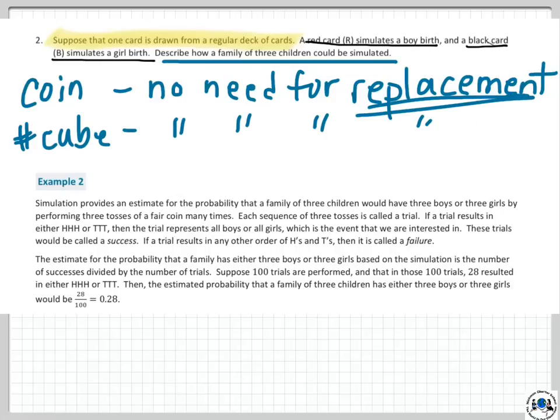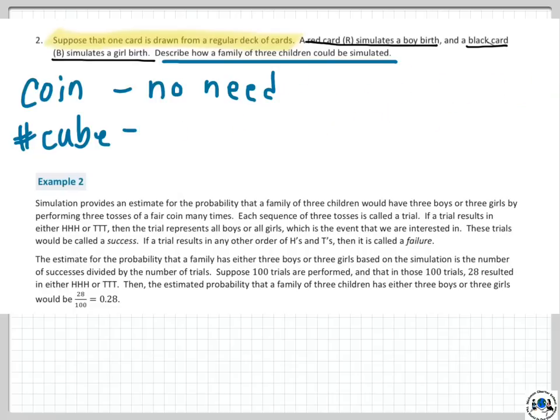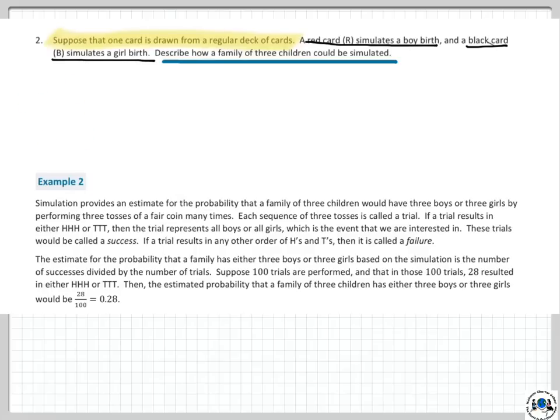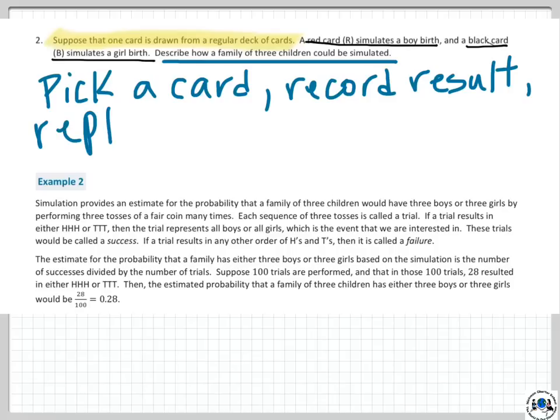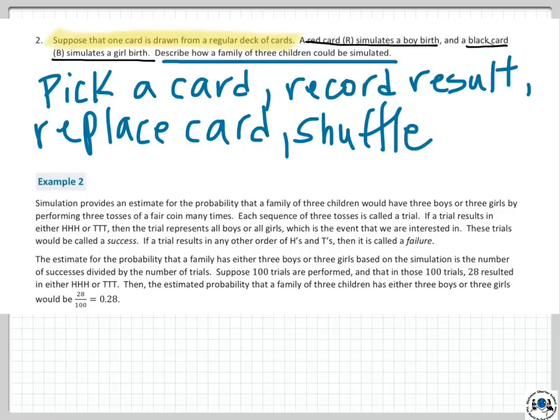Now the key component with the deck of cards is that you would want to have replacement. They've already set up the parameters here: if it's a red card, it's a boy, and if it's a black card, it's a girl. So the only thing that would be different is that you need to replace cards. You pick a card, record the result, and then replace the card, and then start over again. Maybe replace the card and shuffle, just to mix them up as well as you can.